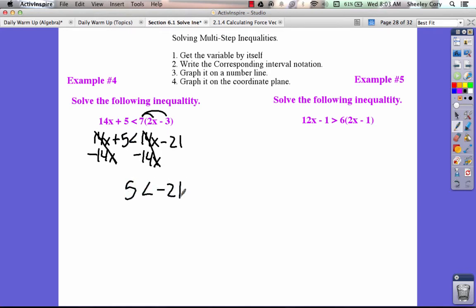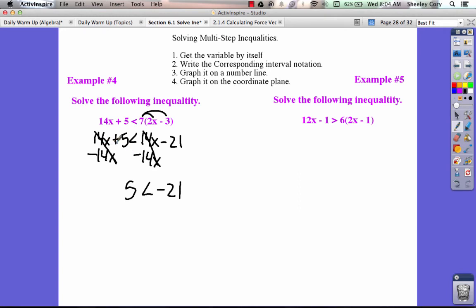Well, your whole goal was to solve for what the variable x was, but because it canceled out, it's telling you 5 is less than negative 21. Well, you have to ask yourself, is 5 less than negative 21? 5 is not less than negative 21, so that means that this can't happen, which means that this whole thing here can't be equal.